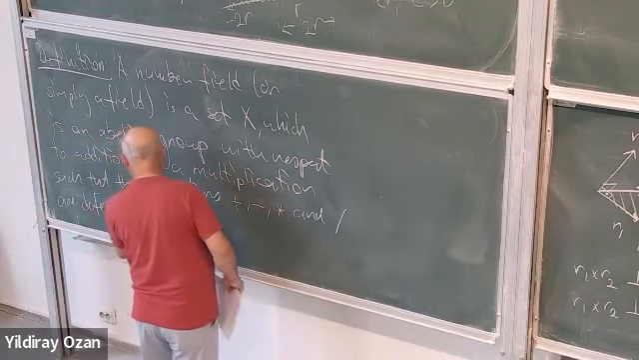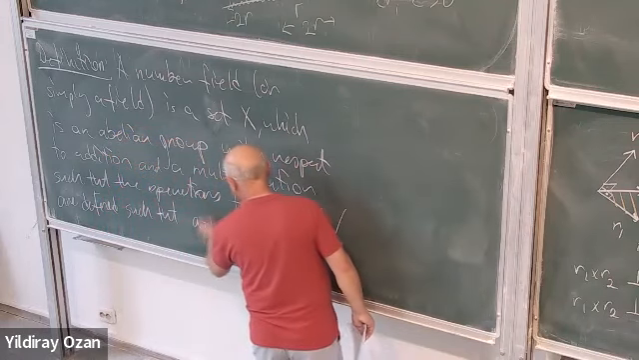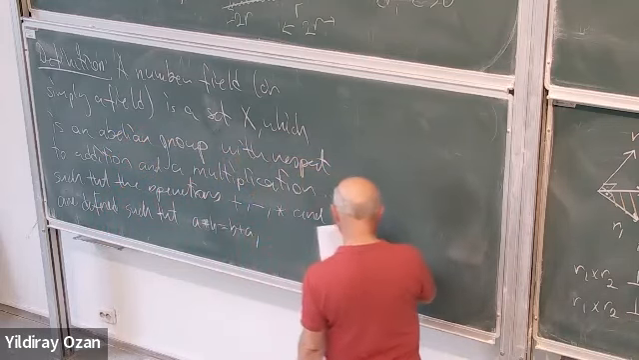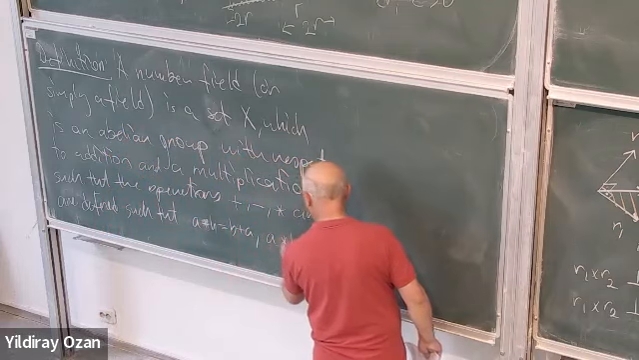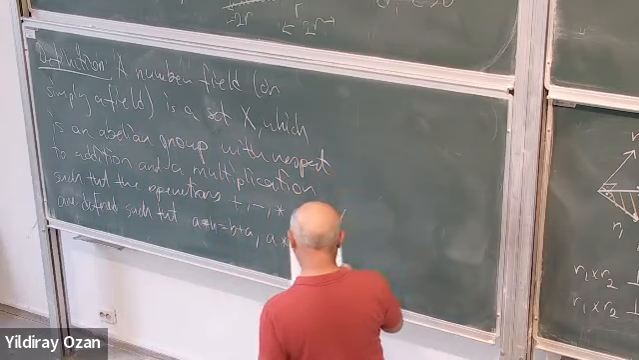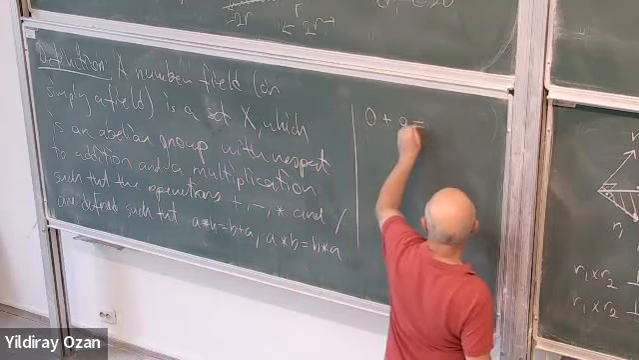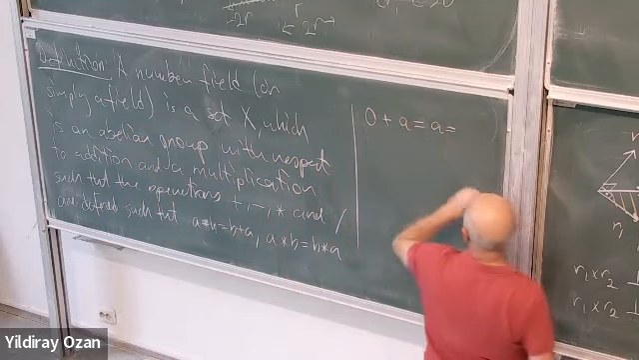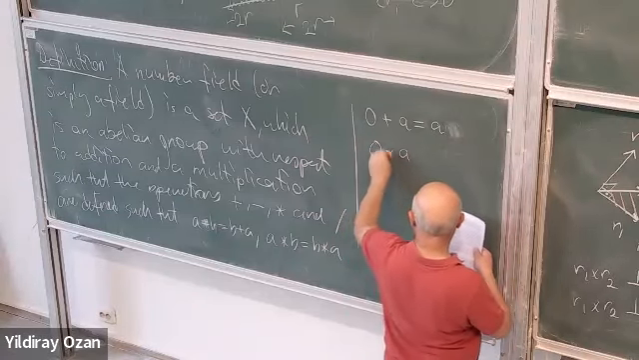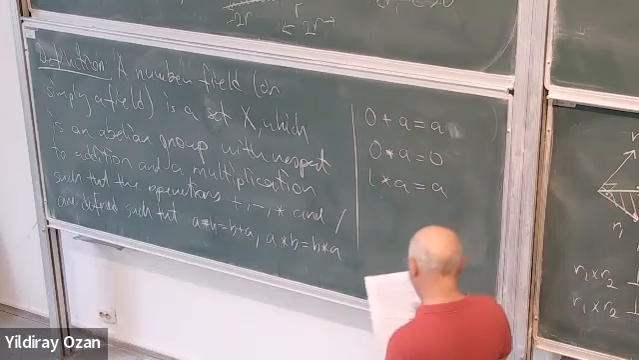such that addition is commutative: A plus B is equal to B plus A. Multiplication is commutative. And 0 is the additive identity element: 0 plus A is A. And 0 times A is 0, and 1 times A is just A. Okay.